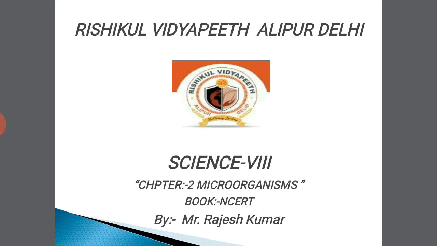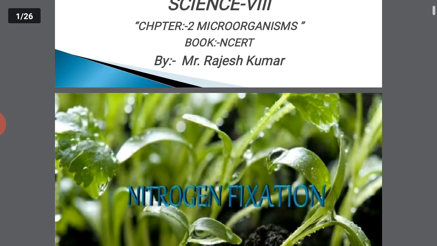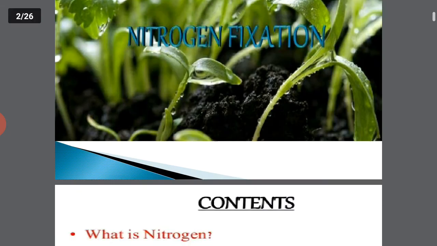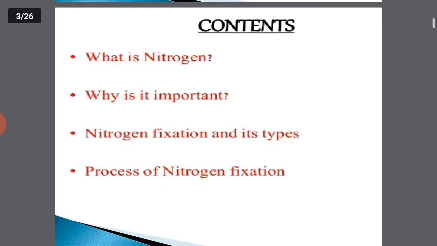Today, we will continue our chapter 2, that is microorganisms. And today, we will discuss two more topics. One of them is nitrogen fixation, how nitrogen can be fixed in the environment. And the other we will discuss is the nitrogen cycle also. We will first discuss the topic nitrogen fixation, and the contents for nitrogen fixation will be: what is nitrogen, why it is important, nitrogen fixation and its types, process of nitrogen fixation. We will discuss them one by one.